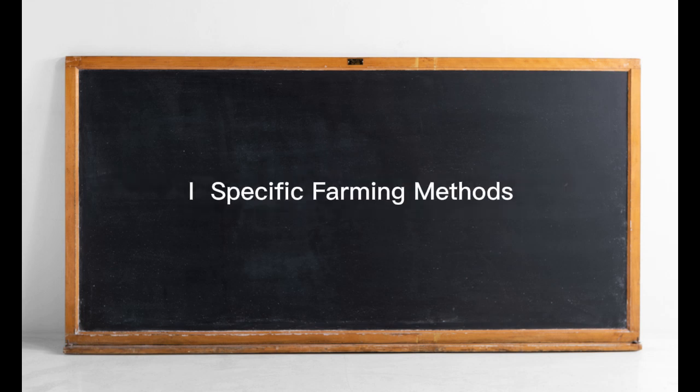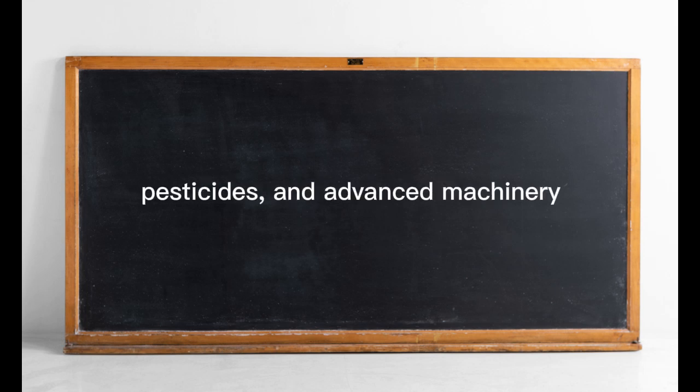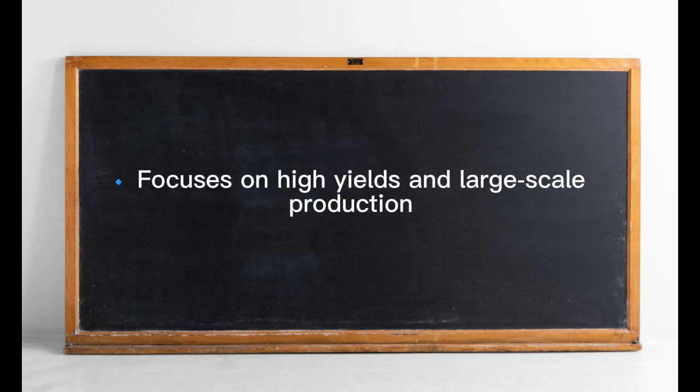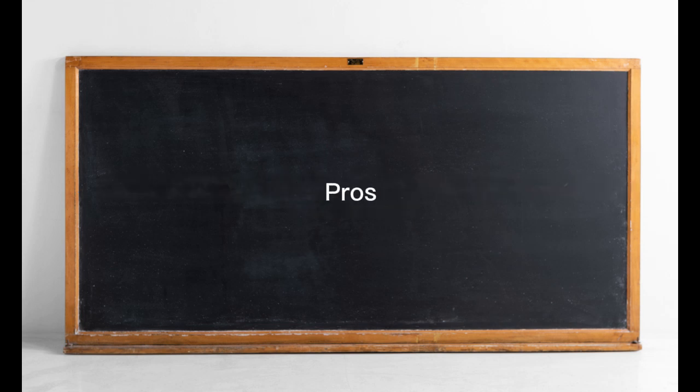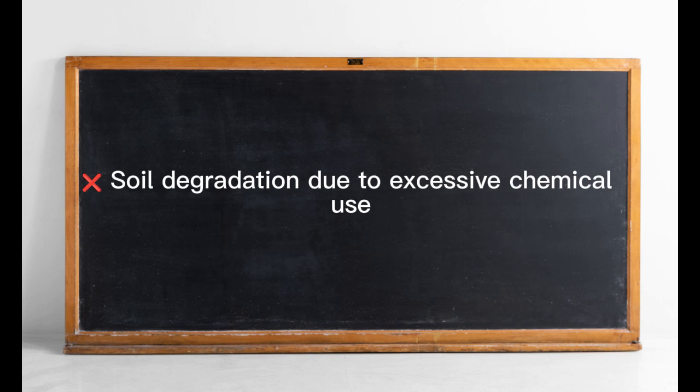sustainability. Farming methods. 1. Conventional farming uses chemical fertilizers, pesticides, and advanced machinery. It focuses on high yields and large-scale production and relies on hybrid and genetically modified seeds for improved resistance. Pros: high productivity, faster crop maturity, effective pest and weed control. Cons: soil degradation due to excessive chemical use.